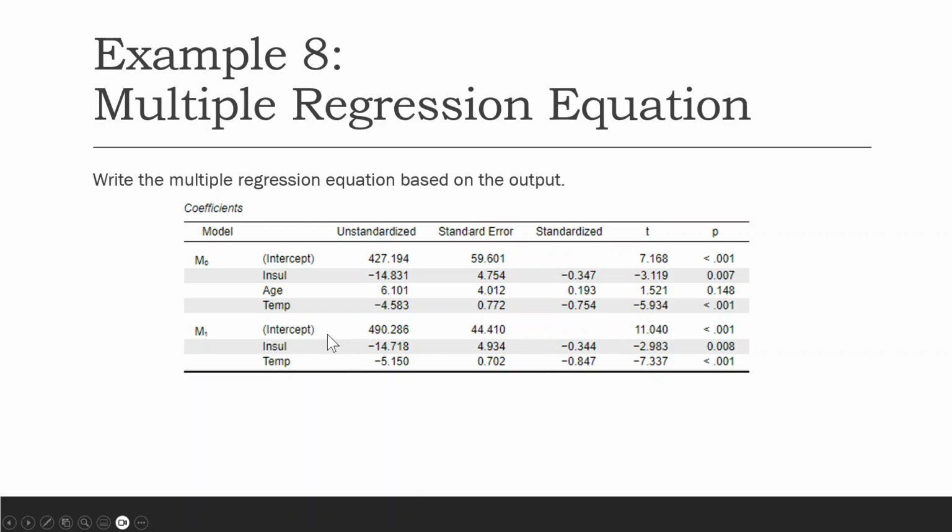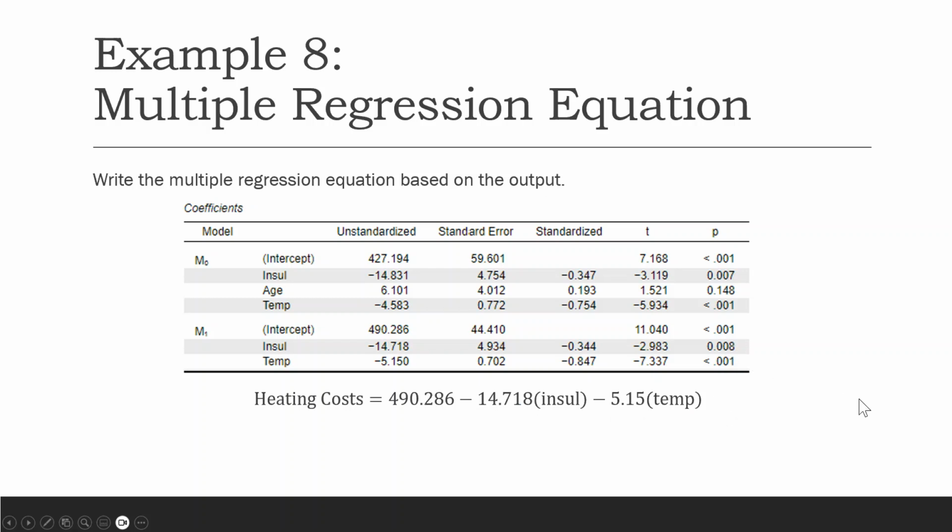All right, for this model, I know that my intercept is 490.286. My unstandardized coefficient for the insulation variable is negative 14.718. And the unstandardized regression coefficient for temperature is negative 5.15. And so I can put that together in my regression equation. Remember, your heating cost in January was your outcome variable or your predicted variable. I have my intercept. You can say plus negative or you can just say minus. But I have minus 14.718 times the insulation variable, minus 5.15 times the temperature variable. This is my regression equation.